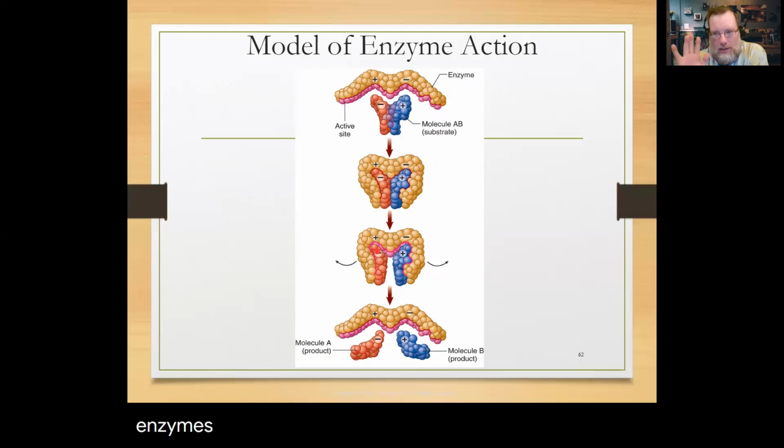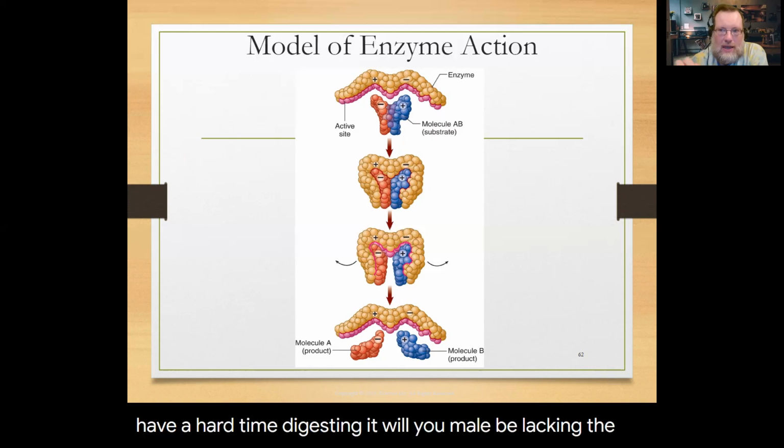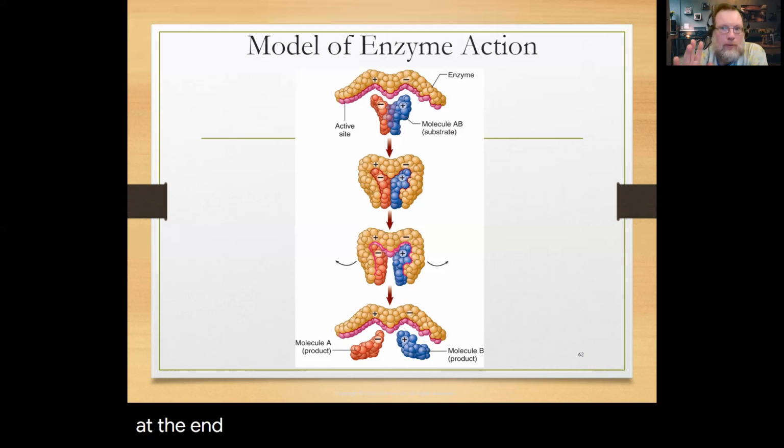So enzymes are specific to certain molecules. We don't just have one enzyme for all molecules. We have a specific enzyme for a specific molecule. You've heard of lactose intolerance. Lactose intolerance means if I drink lactose, I have a hard time digesting it. Well, you may be lacking the lactase enzyme. The enzyme always ends in ASE, and lactase is specific to lactose. Lactase may be lacking in some people, or it may be inactive or deactivated for some reason.